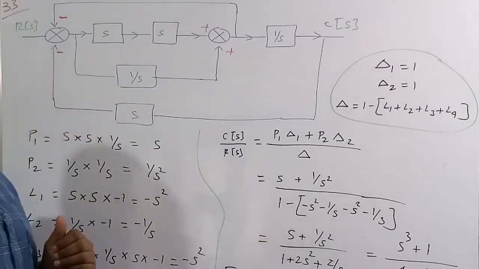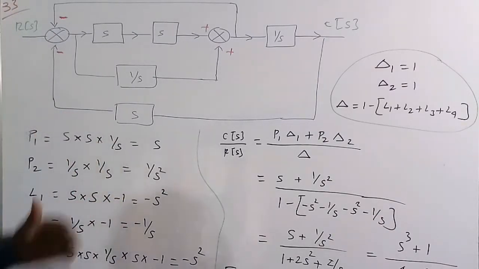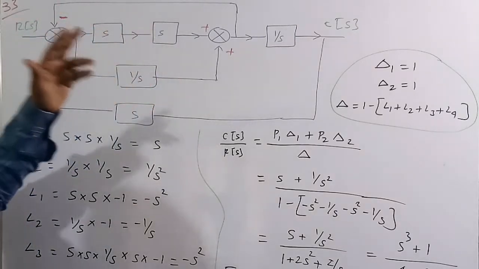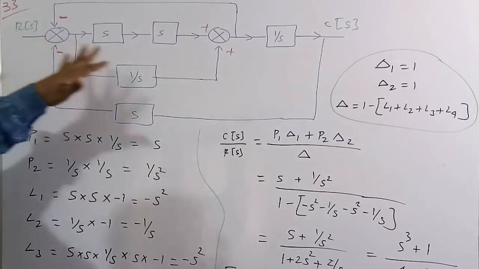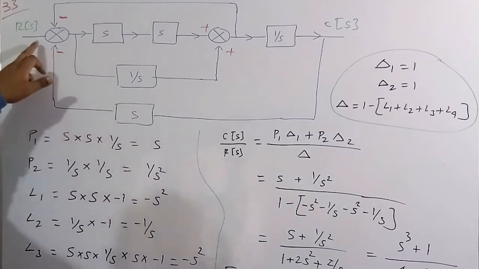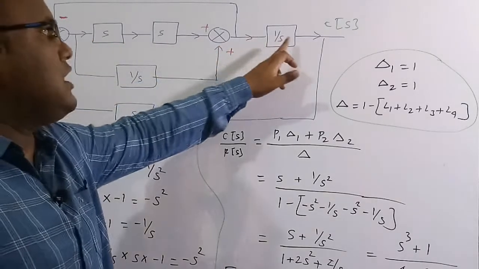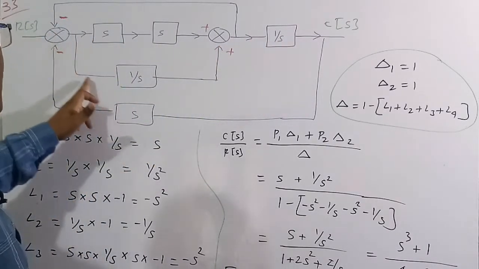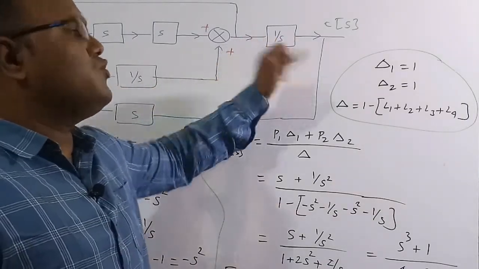First, I want to know how many forward paths are present, meaning from input to output, how many forward paths are present. We have to go in the direction of the arrows. Here this is one forward path, and the other forward path is this one. So there are basically two forward paths.